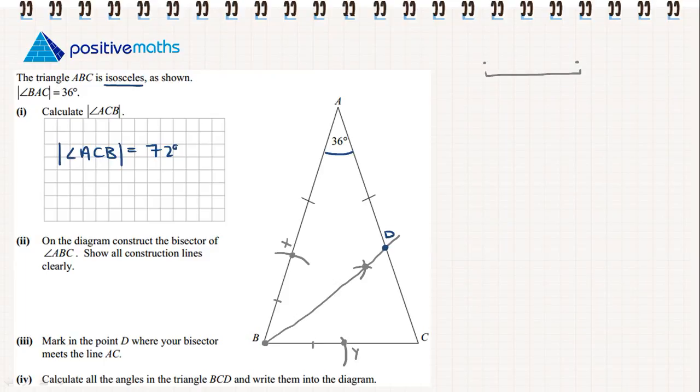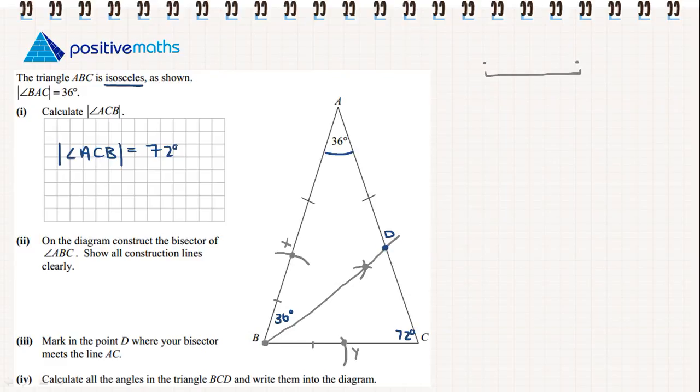Part 4, calculate all the angles in the triangle BCD and write them into the diagram. So we can use part 1 to help us to do this. We found that C was the angle 72 degrees. And we said because this triangle is isosceles, that also made the angle at B 72 degrees. So now that we have bisected this angle, we've divided it into two equal parts. So therefore this angle here, ABD, is equal to 36 degrees.